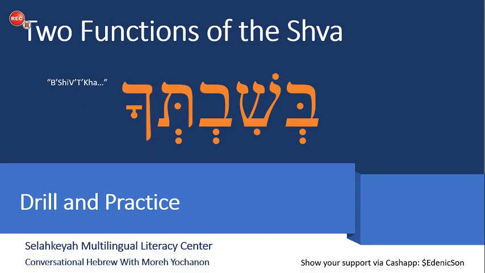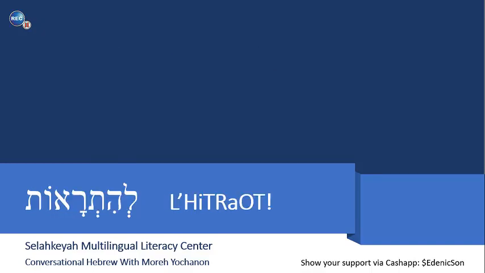Beshivtika. You can rewind this video if you need to go through this once more. Okay? There you have all three Shvas accounted for. You have the Be, Shiv. The second Shva is telling you to stop at the Vate. Be, Shiv, Taka. And the third Shva is telling you to combine the Tav with the Kaf Sofit. Beshiv Taka.